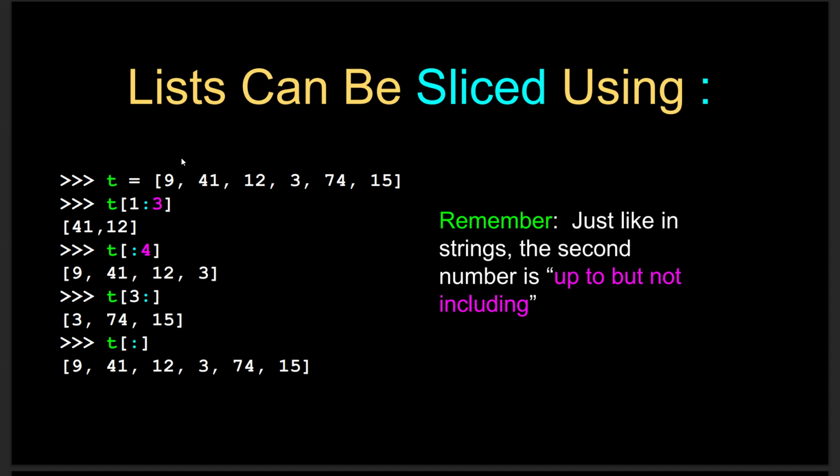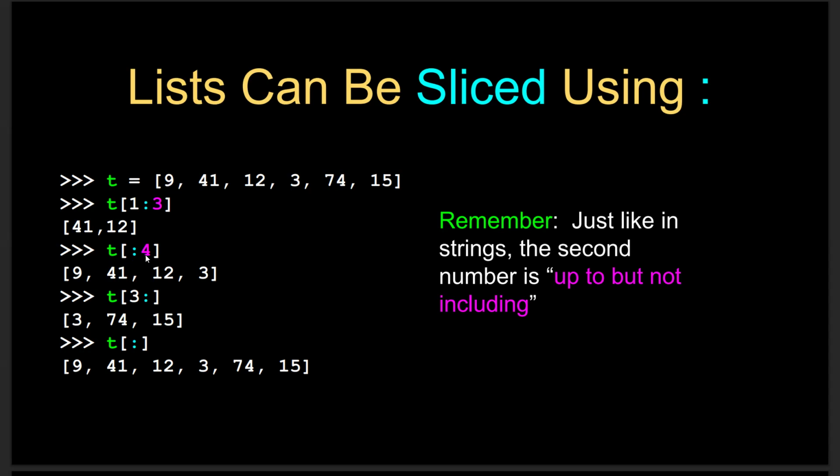See here, in T I am taking some list numbers. Suppose I am doing slicing T of 1 to 3. It means we are asking to print the values from 1 to 3. This 3 is the excluded operator. It means it will print up to index 2 only. That's why this end index is called the exclusive element. So it will print 41 and 12, because the index starts with 0. Index 1 has 41 and index 2 has 12. That's why 41 and 12 are printing.